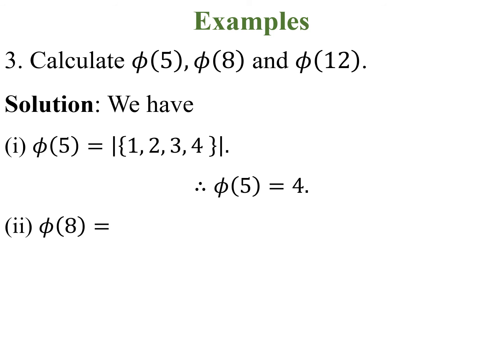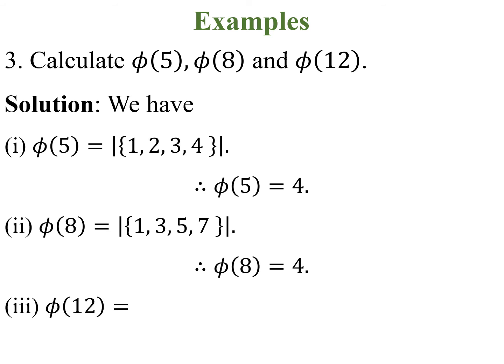To find phi of 8, again there are 8 positive integers less than or equal to 8, namely 1, 2, 3, 4, 5, 6, 7, 8. Among them, 2, 4, 6 and 8 are not co-prime with 8. The only integers co-prime with 8 are 1, 3, 5 and 7. Therefore, it is equal to the cardinality of the set containing elements 1, 3, 5, 7, which are 4 in number, and therefore phi of 8 is equal to 4.